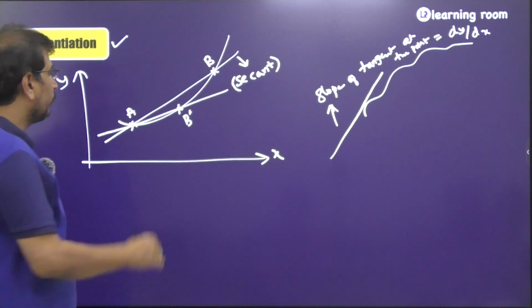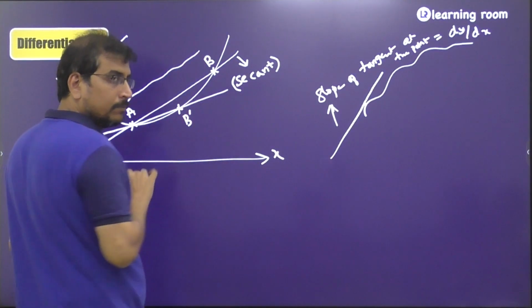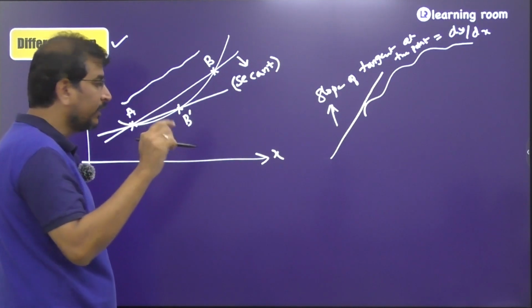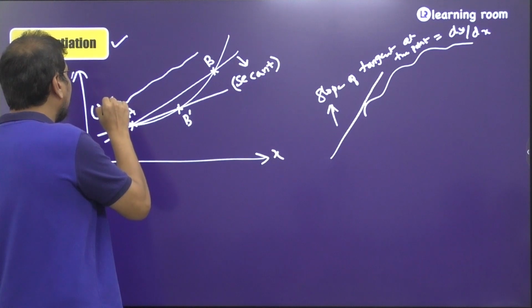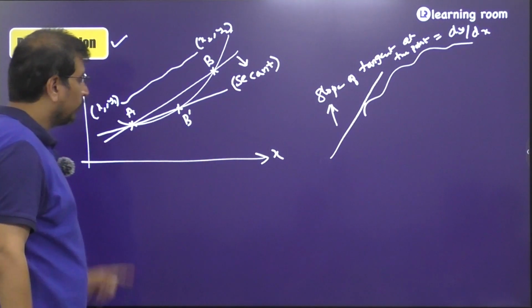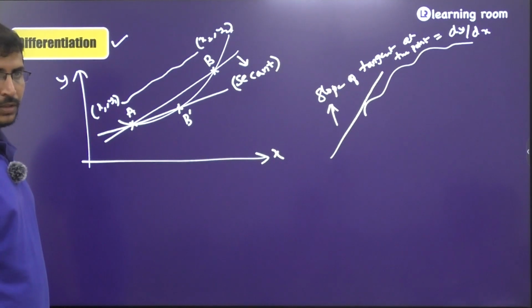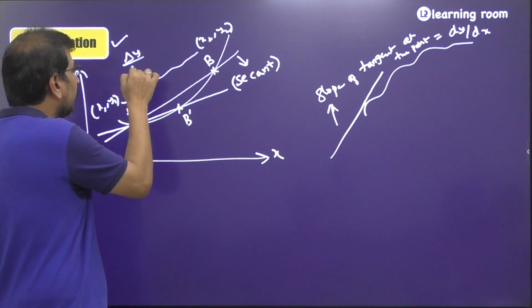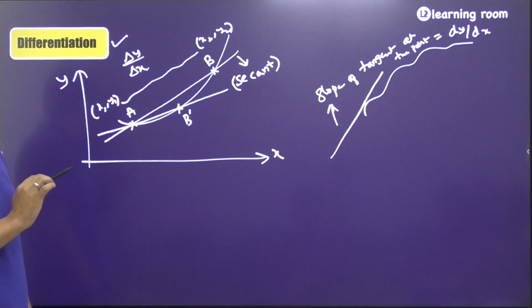So can I call this a line? Means on the curve, I took 2 points. Let them be x1, y1, and let this be x2, y2. Will I be able to define the slope of AB? What is the slope of AB? Delta y by delta x, which is y2 minus y1 by x2 minus x1.